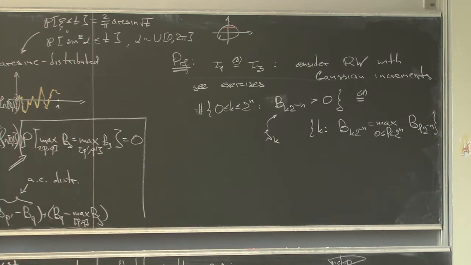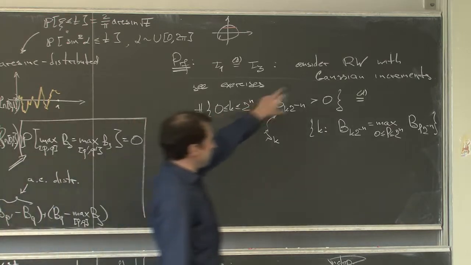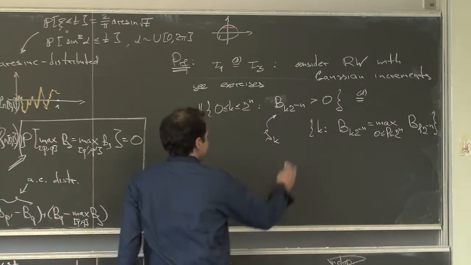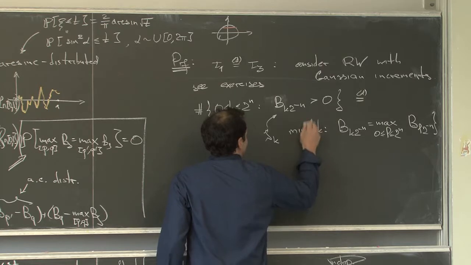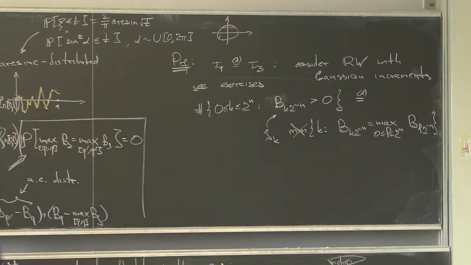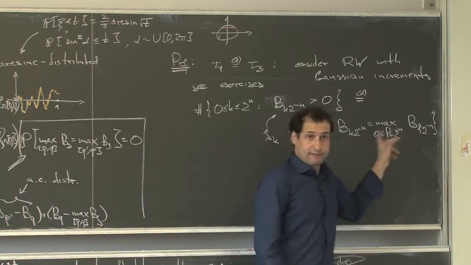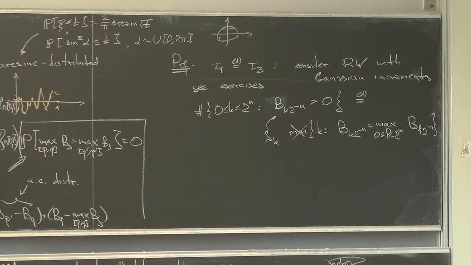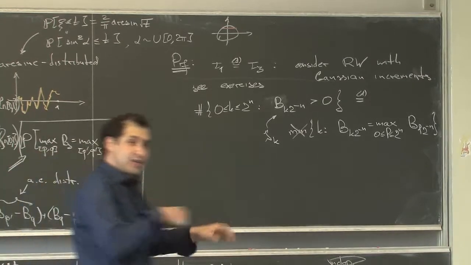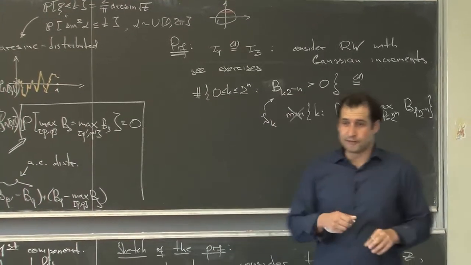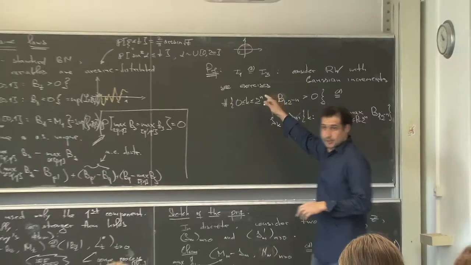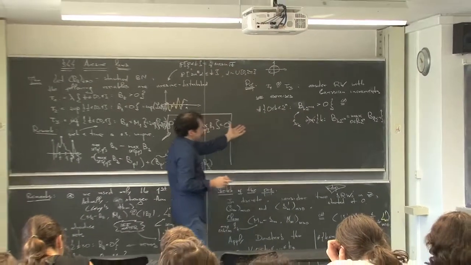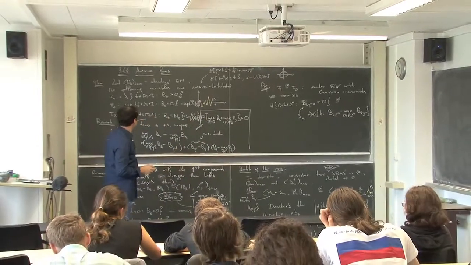Again, if a single step is not diffusive, then it's better to put here something like minimum. But with Gaussian increments, it doesn't matter, because all the values are different, almost surely. And this is just a combinatorial statement. So what you do, you rearrange trajectories in some clever way. This is an exercise. But essentially, this is more or less what we need.